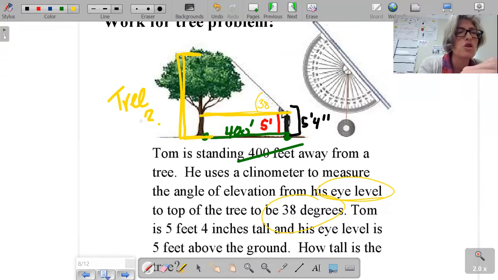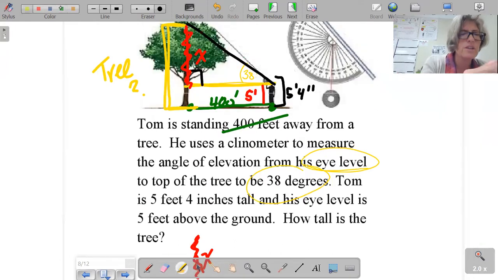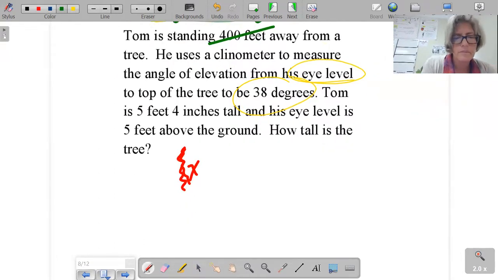But you should note that there is a right triangle embedded in here like this, right here, and you're going to have to find this little piece. We're going to call it X. I'm going to bring this down so you can see it. And if this is 400, this is 400. And we have 38 degrees.